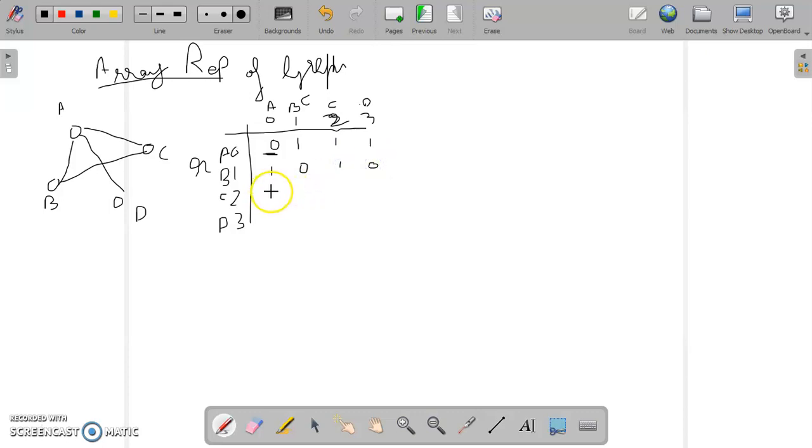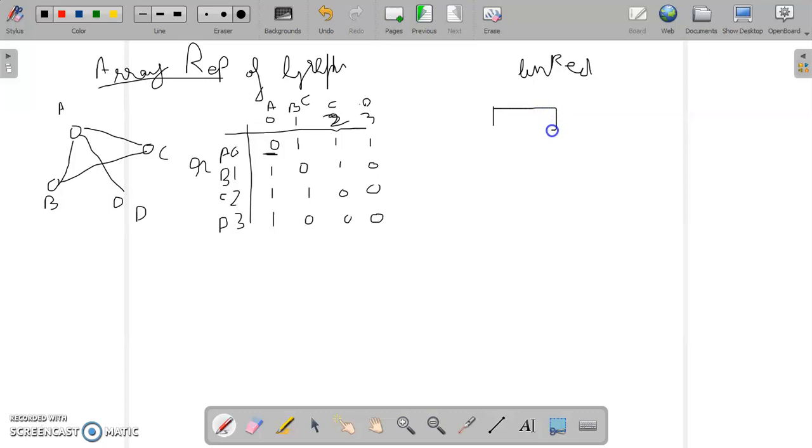Then from C to A we have an edge, C to B also we have, C to C we don't have and C to D also we don't have. Then from D to A we have an edge, D to B we don't have, D to C we don't have and D to D we don't have. So this is the 2-dimensional representation in the form of an array. And in the linked representation, we will maintain a linked list.